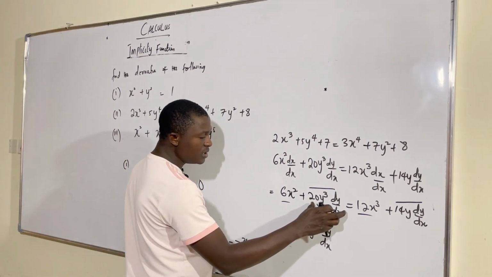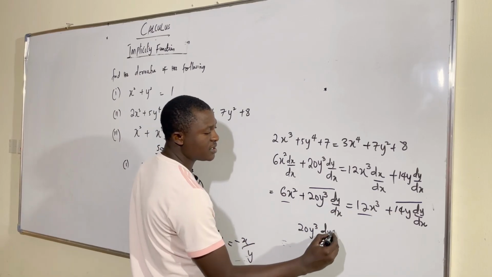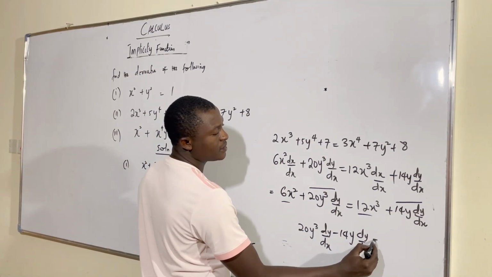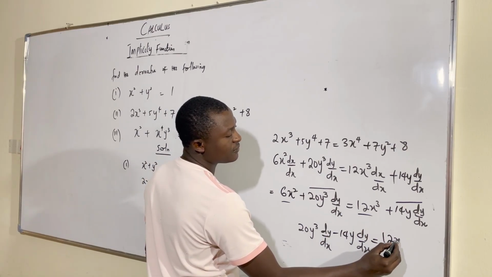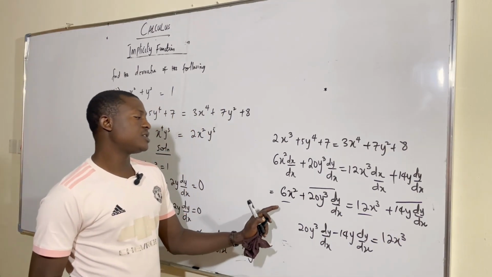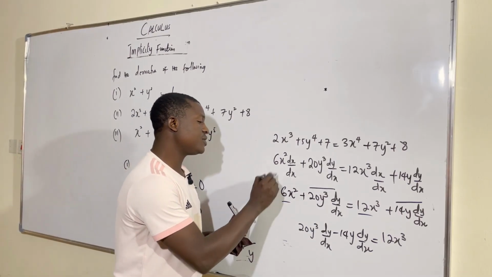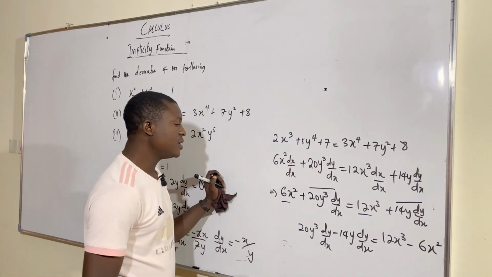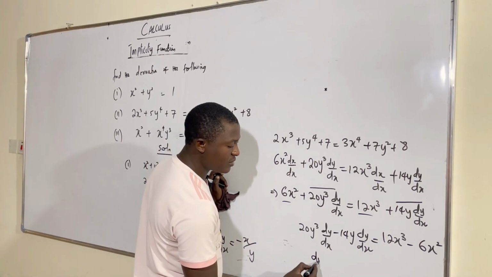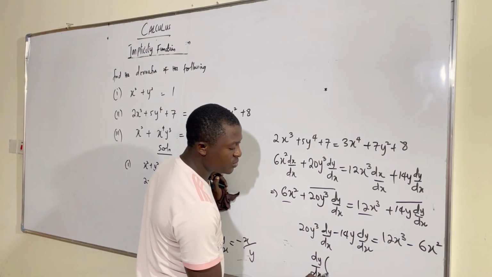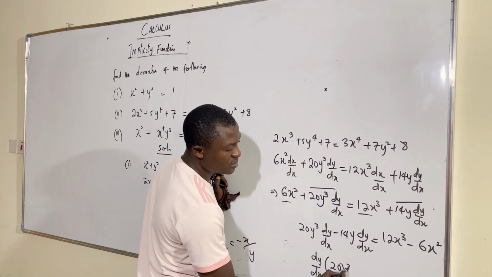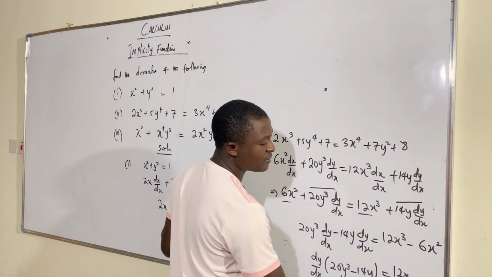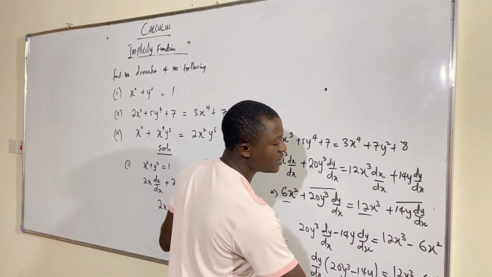So 20y cubed dy/dx minus 14y dy/dx is equal to, what we have left here is 12x cubed. So this is plus 6. When the plus 6 comes here, we are going to have minus 6x squared. Can you see that? So now what do we have in common here? What we have in common here is dy/dx. So what I have here now is (20y cubed minus 14y) dy/dx is equal to 12x cubed minus 6x squared.